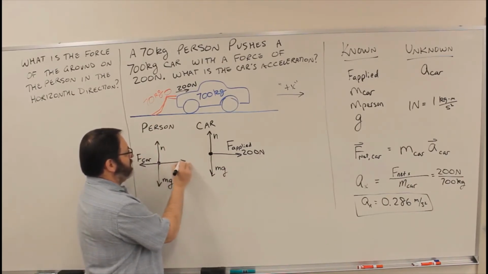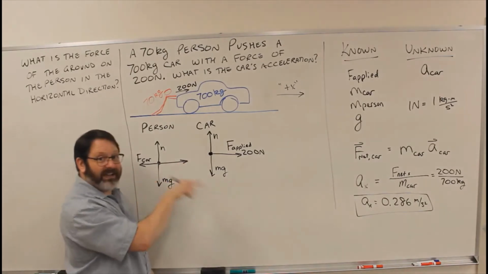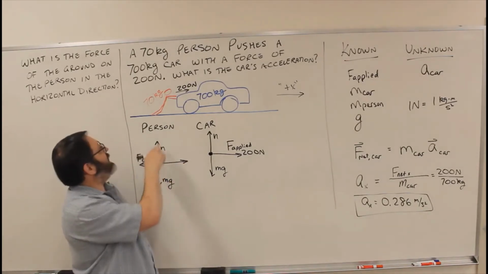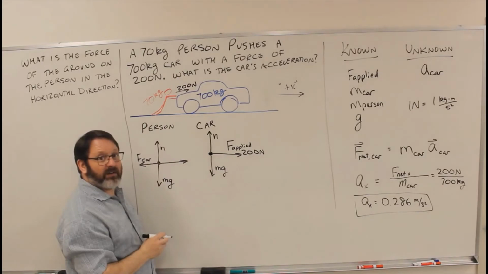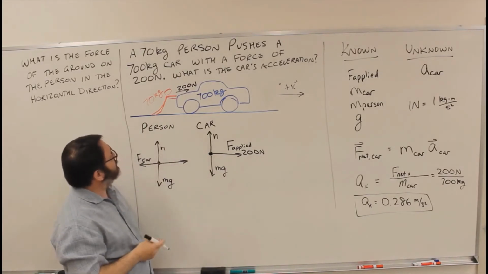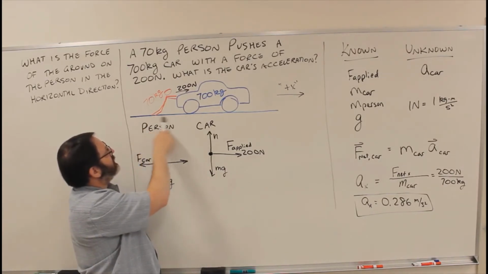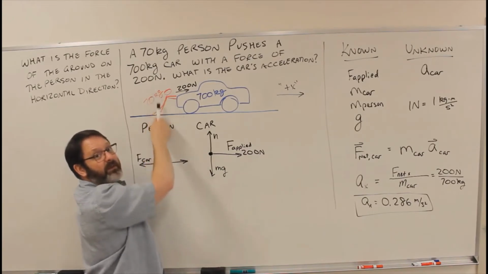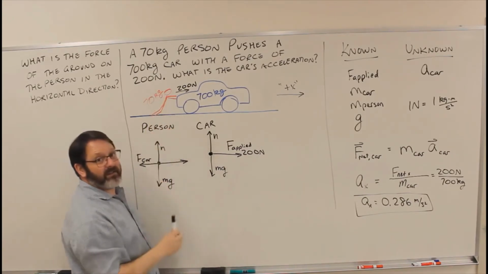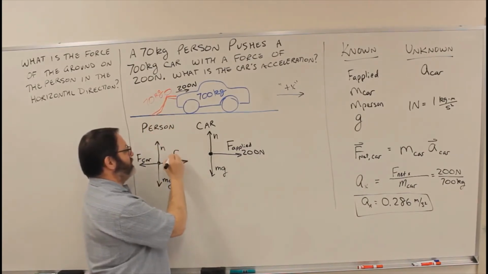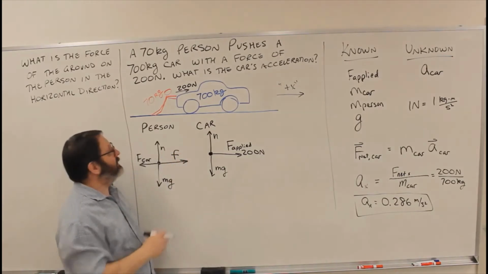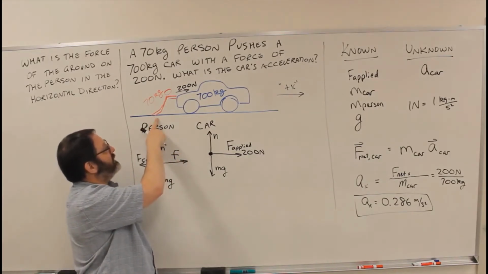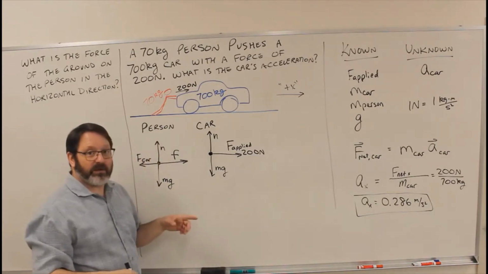Something else is pushing forward even more. And that has to be coming from the ground. What kind of force is that? So the surface is here. It's not a normal force because that would be this direction. Parallel to the surface has to be a frictional force. So this is a force of friction applied from the ground to the person.